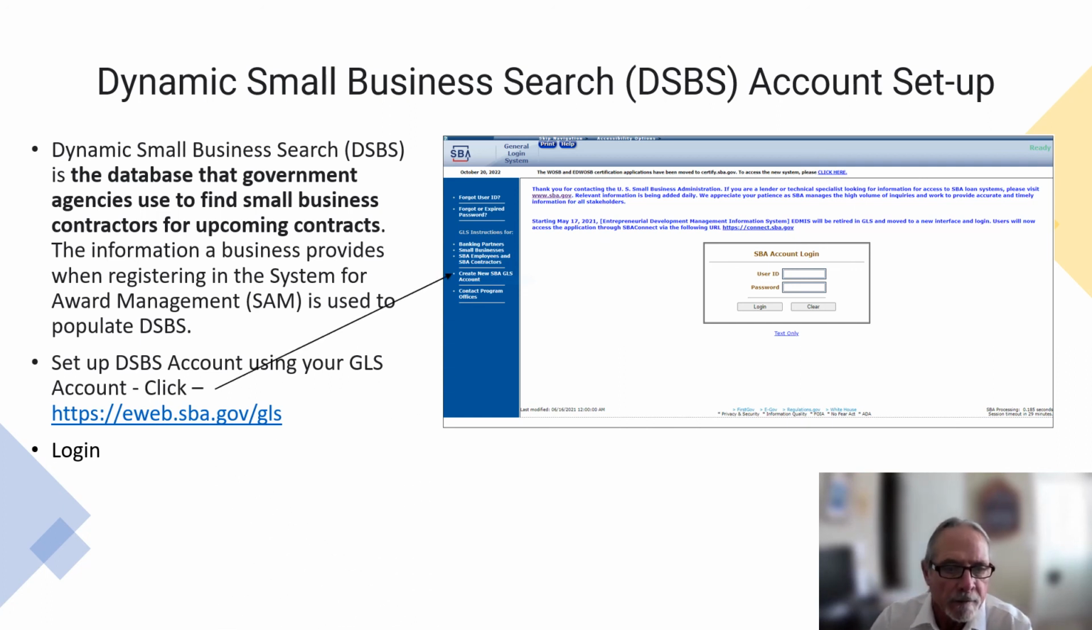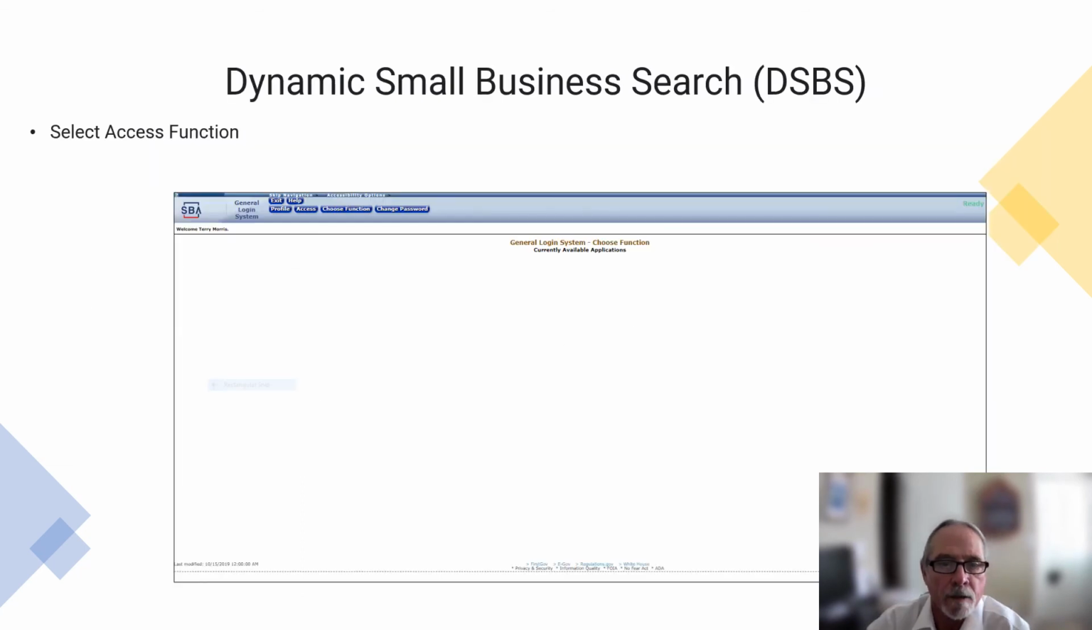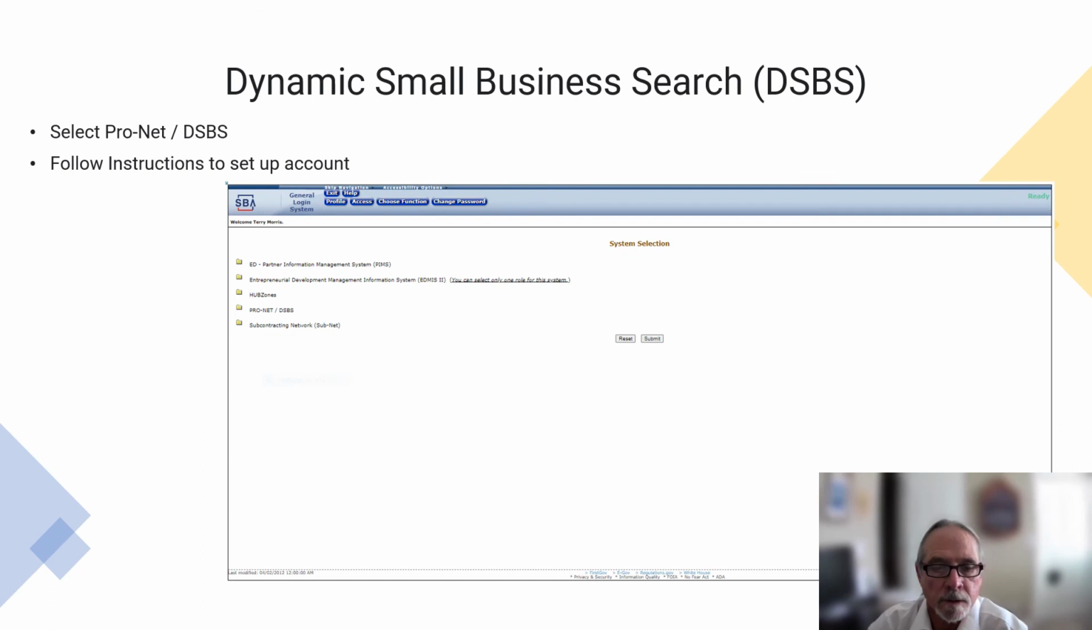then log in. Next, select Access Function. Next, select Pronet/DSBS and follow the instructions to set up your account.